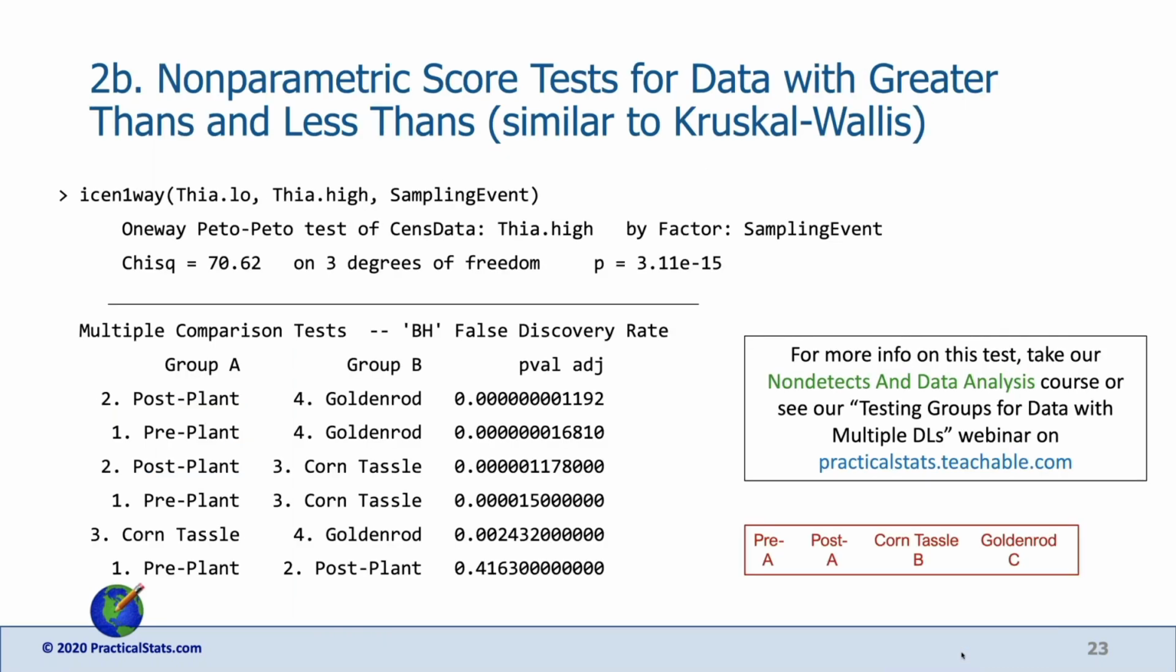So that's the ISEN one-way script, which will be in a course by June and will hopefully be in a package later in the year.